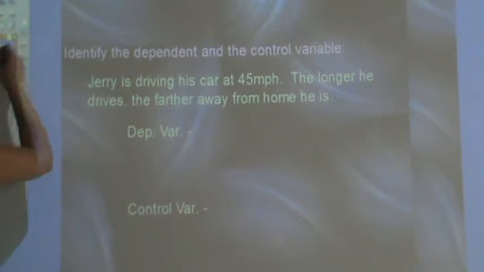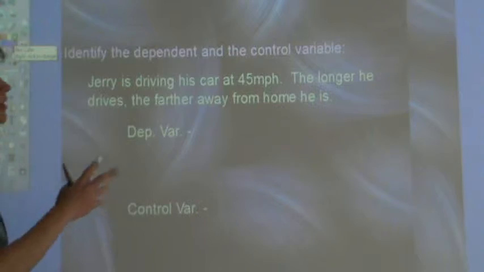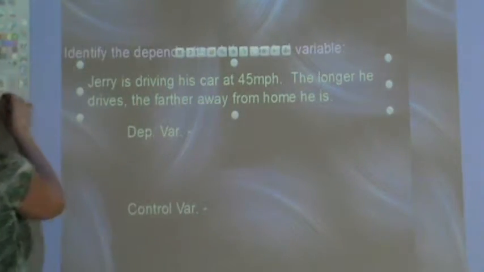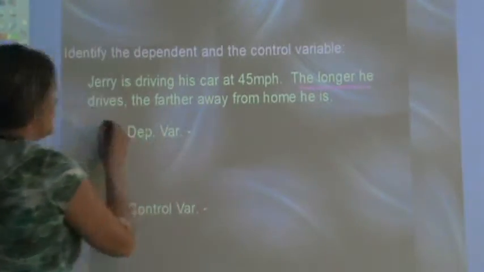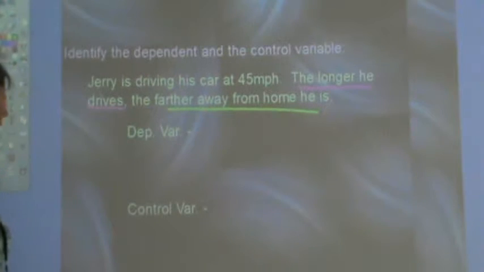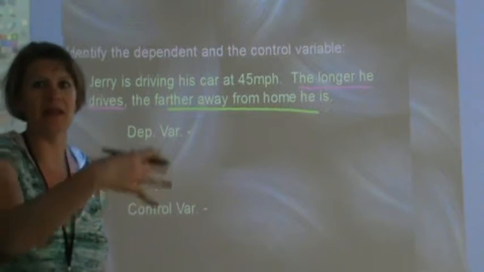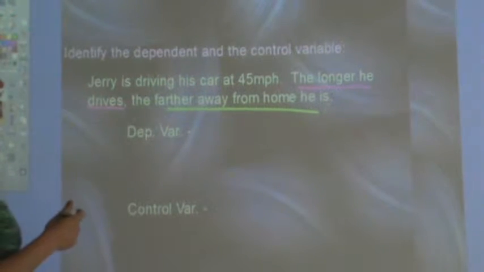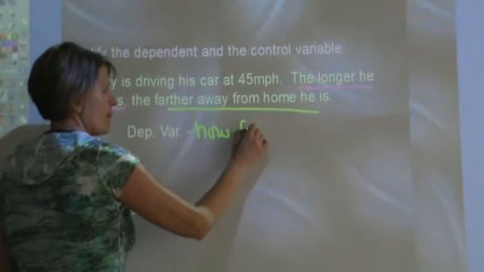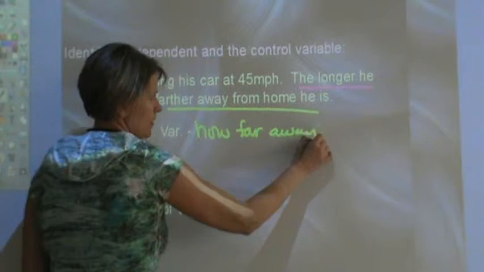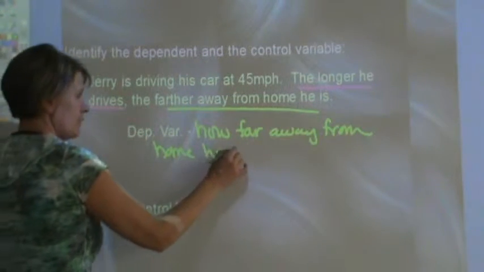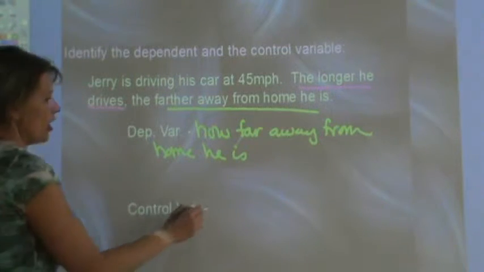Okay, so to decide if something is a dependent variable or a control variable, we've got two things going on here. We've got the longer he drives, and we have farther away from home he is. So we've got two things going on here. So we need to think what depends on what. Okay, so how far away from home he is going to depend on how long he's been driving.